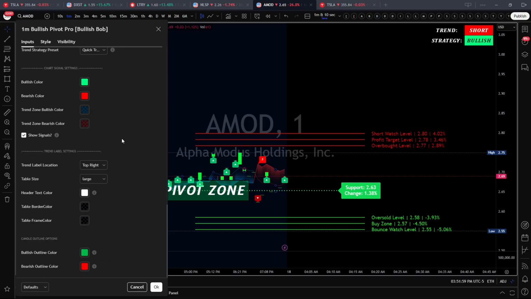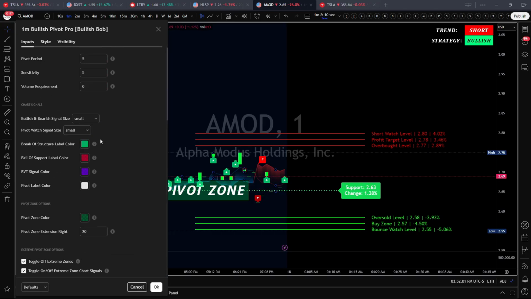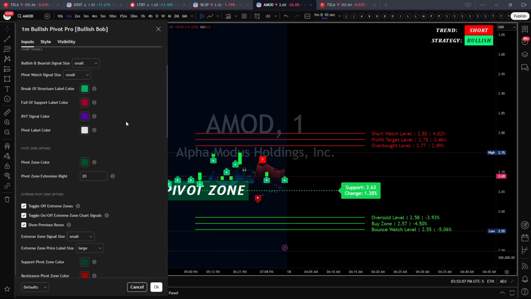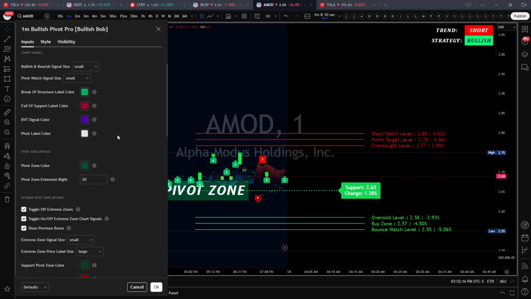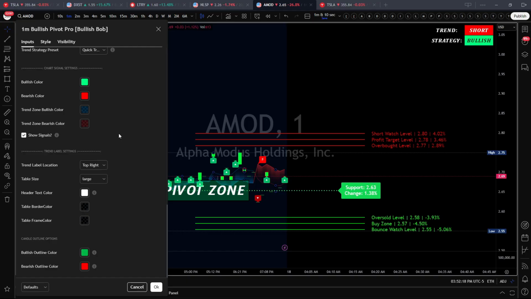But a lot of options in this indicator, guys. You can come in here. You can change a lot of different settings. I have mine set to the pivot period 5 and 5. That's what I like personally. I don't have any volume requirement for those pivots. Sometimes I do adjust that. I play around with it, but typically I keep it at 0, and I'll kind of just let my eyes figure it out. I can adjust the size of the labels. You can adjust the colors. There's a lot of options in here.